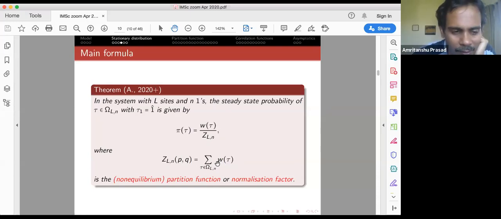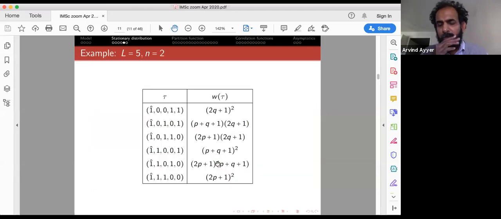Can you show the definition of W again? I'll go through this example and see what it means. So consider the example with 5 sites and 2 particles. I'm only focusing on configurations where the first site is a 1 hat. Now look at the first 0 in the first configuration. It has 2 ones to its right. So I get a factor of (1 + 2q). Now look at the second 0. It also has 2 ones.